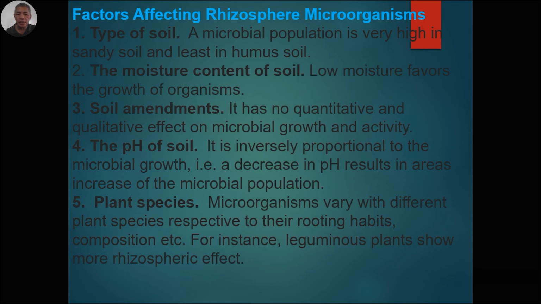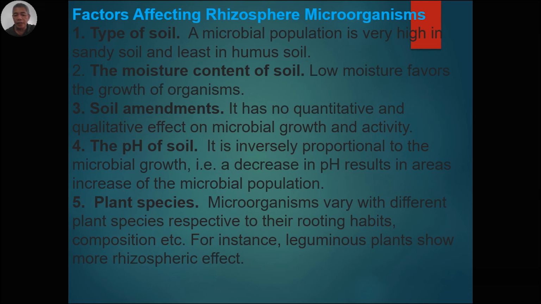Another is soil amendments. It has no quantitative and qualitative effect on microbial growth and activity. Another is the potential hydrogen of the soil or the pH value of the soil, the degree of acidity and alkalinity of the soil. We call it pH value. It is inversely proportional to microbial growth. Decrease in pH results in an increase of the microbial population.